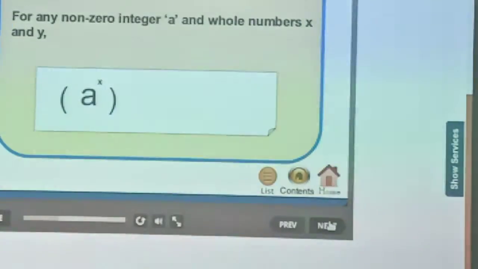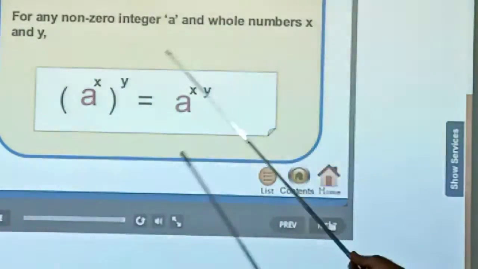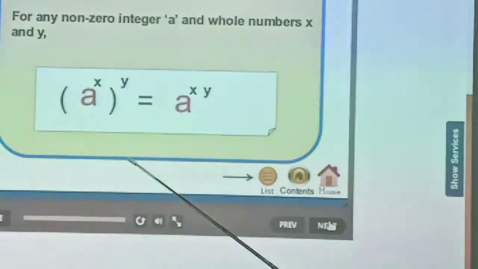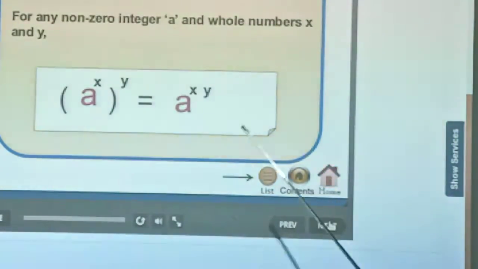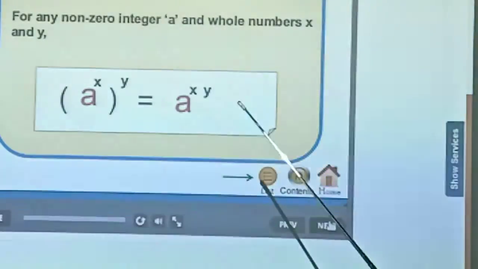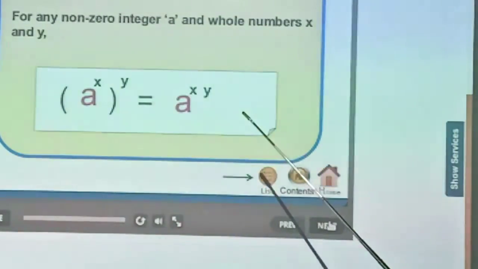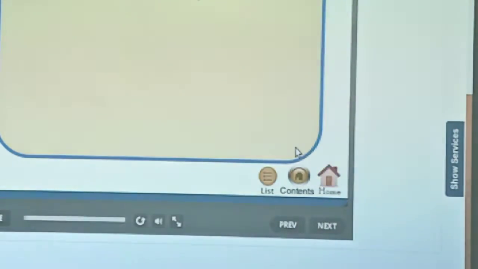Now third is power over the power. Here power x is power over a, and then for the whole expression in the bracket there is one more power y, and when we have two successive powers in this manner, then both powers get multiplied. So we have a raised to the power x multiplied by y. Let us see the example for this law.